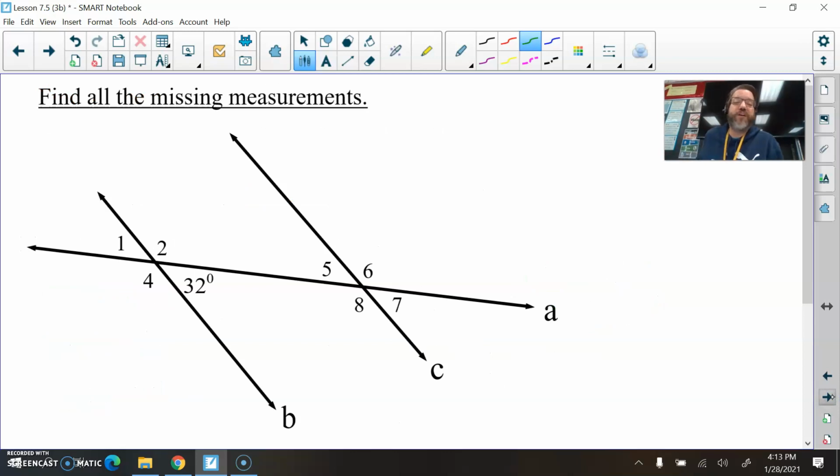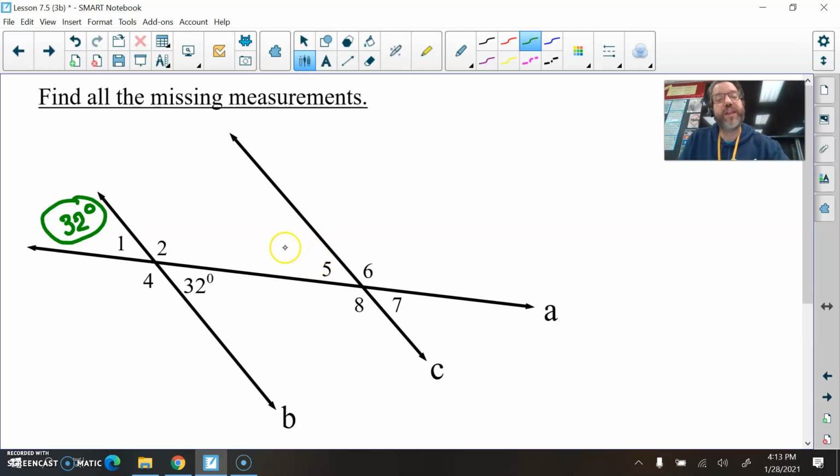All right, so finally, let's find all the missing measurements in this figure. I'm given one measurement, this one right here, it's 32 degrees. Can you give me another measurement? How about angle 1? That has to be 32 degrees. How do I know? Well, because these two angles are vertical angles, and vertical angles are congruent.